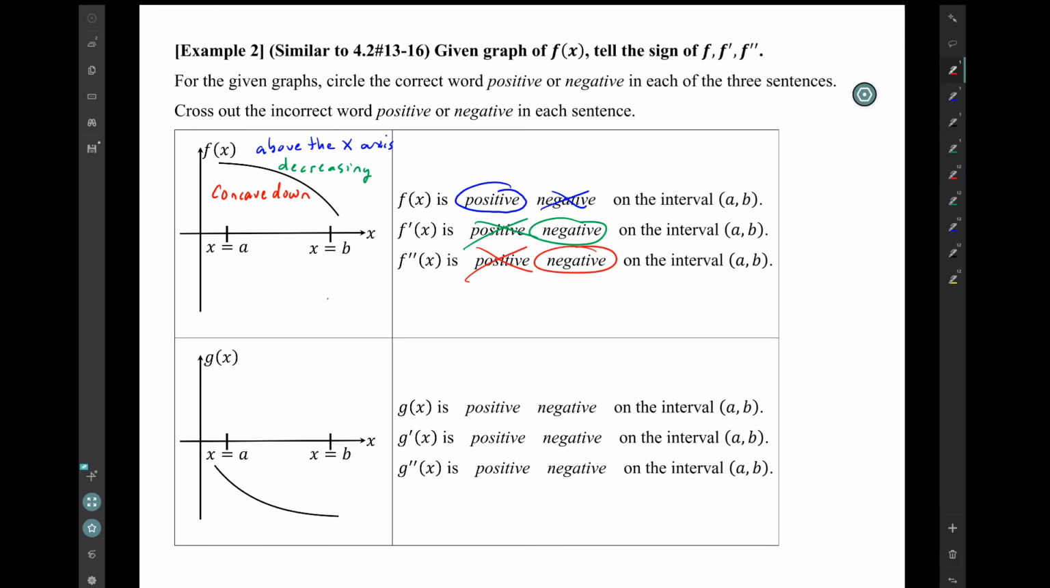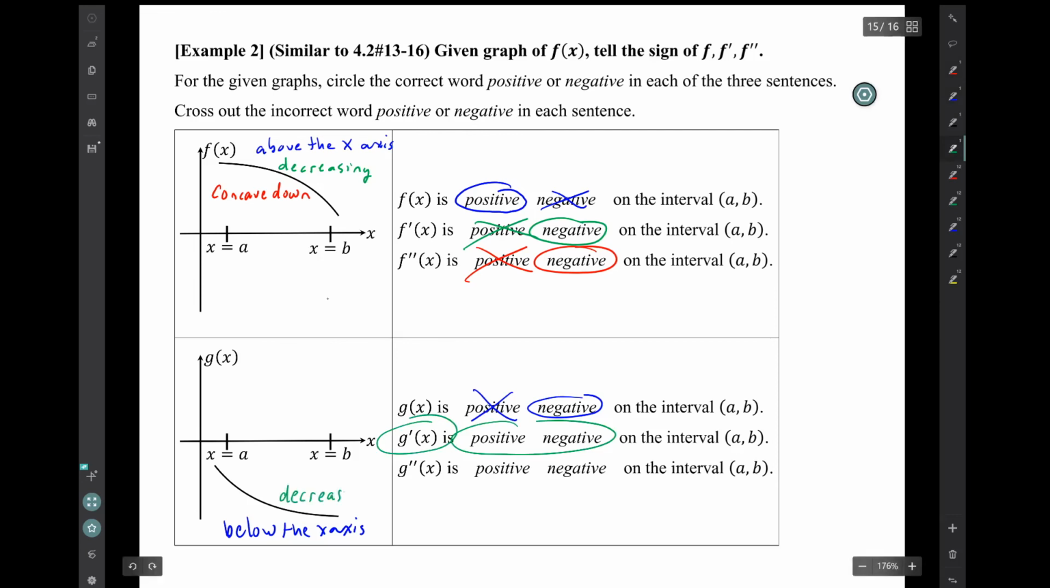Let's do the same thing for g. We have to choose whether g is positive or negative. Well, g is below the axis, so that corresponds to g of x being negative. Now we have to decide whether g prime is positive or negative. Well, that corresponds to g being increasing or decreasing. We see that g is decreasing, so that tells us that g prime is negative.